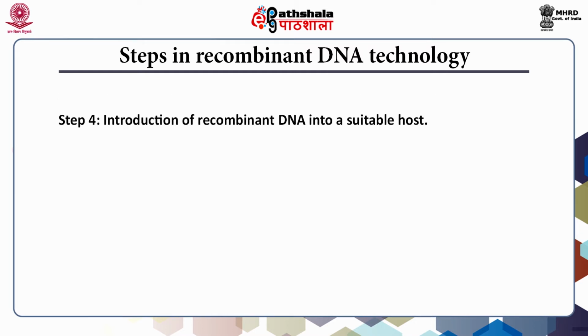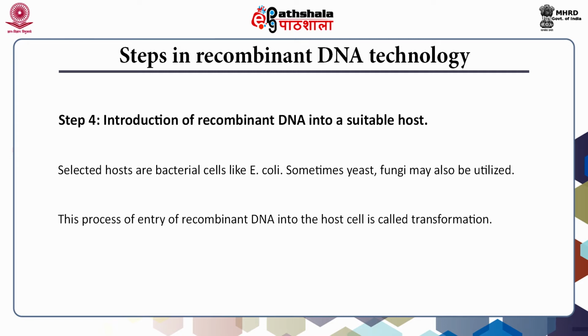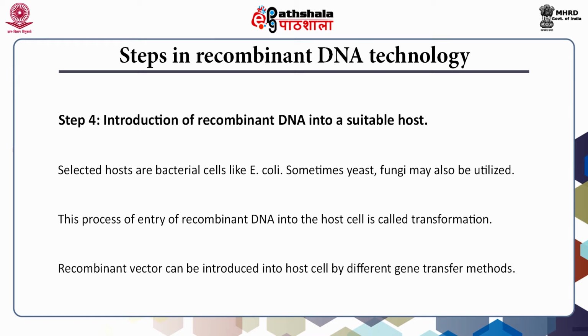Step 4 is the introduction of recombinant DNA into a suitable host. The recombinant DNA molecule is introduced into suitable host cells. The selected hosts are bacterial cells like E. coli. Sometimes yeast and fungi may also be utilized. This process of entry of recombinant DNA into the host cell is called transformation. A recombinant vector can be introduced into host cell by different gene transfer methods.